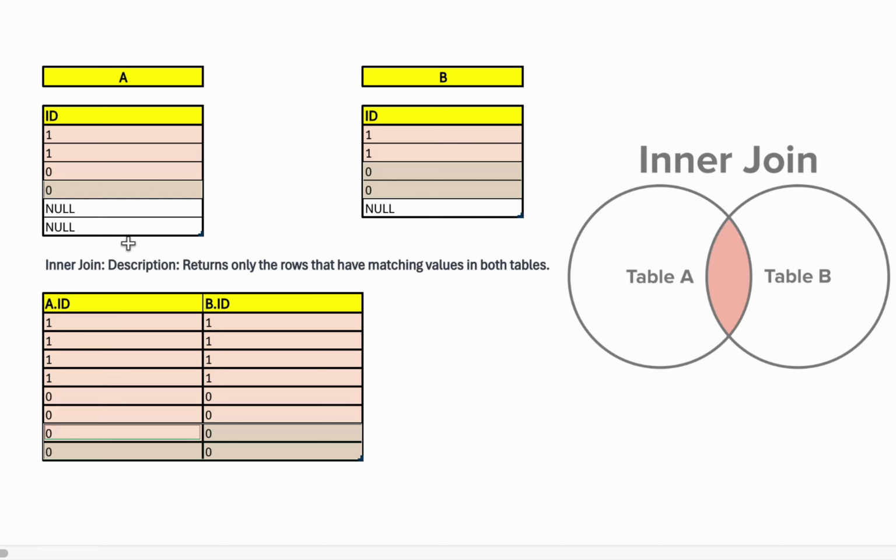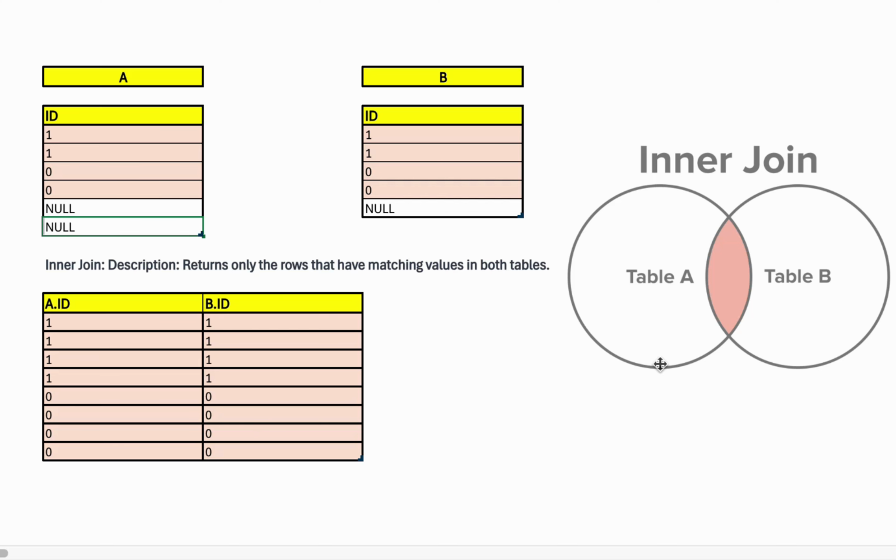Now if you look at these last two rows in table A, which are null: in SQL, null is not considered to be equal to any value. So we are not able to find any matches for this null and this null. That is why we are not getting any rows for these.